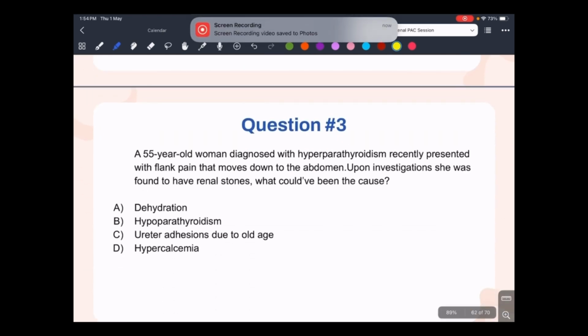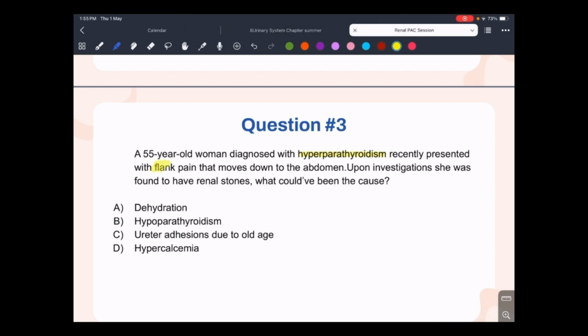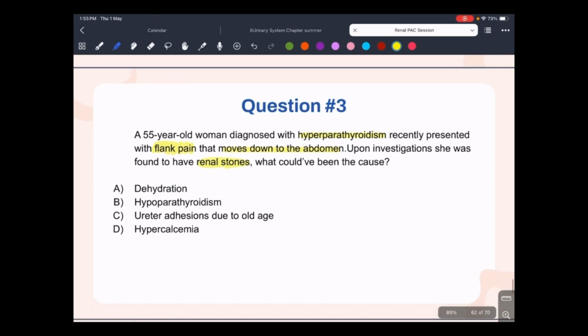Question 3. A 55-year-old woman diagnosed with hyperparathyroidism recently presented with flank pain that moves down to the abdomen. Upon investigation, she was found to have renal stones. What could have been the cause? That would be hypercalcemia. It makes sense with her diagnosis of hyperparathyroidism. We have a little bit of an endocrine crossover here.